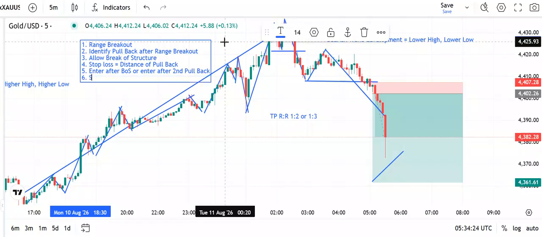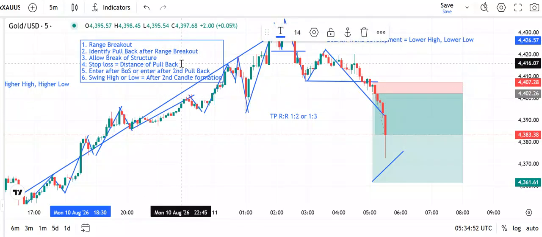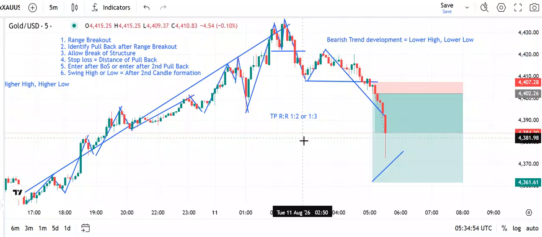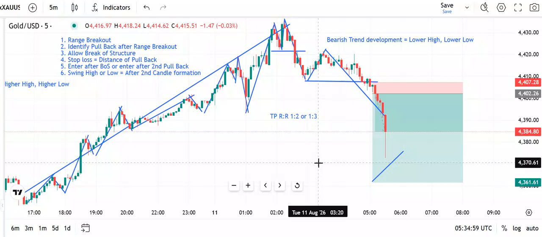Number 6, swing high or swing low is always identified after second candle formation. So like I explained in the previous videos on the channel, after second candle formation, you have swing high, swing low.